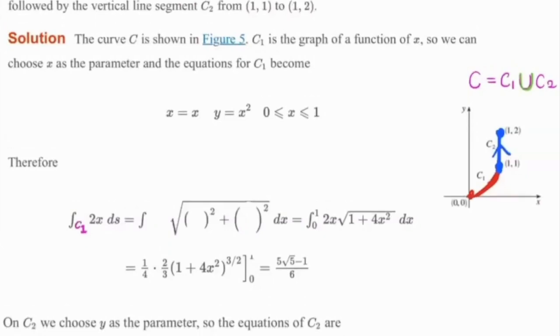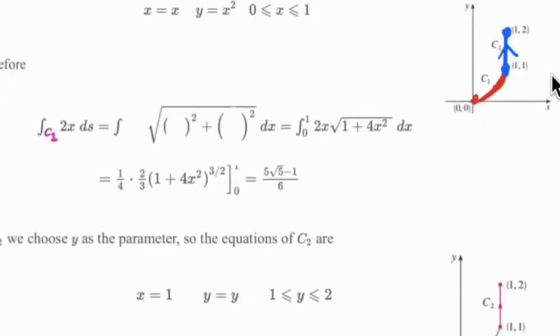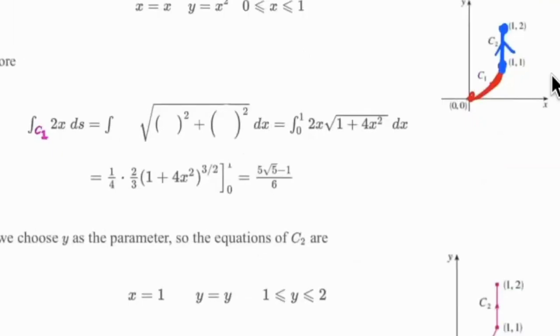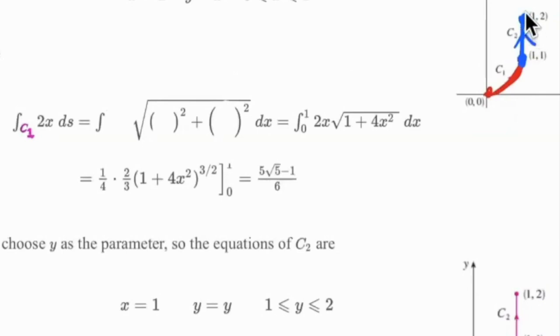We just consider it piece by piece. Let's integrate this over the first piece, which is C1, and later integrate it over the second piece, which is C2, and then we sum them up. Imagine you build a fence over this and a fence over this. Then you can add up the area of the fence later.